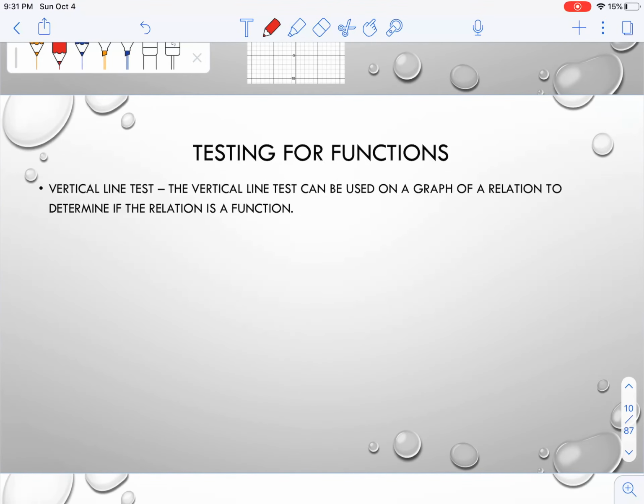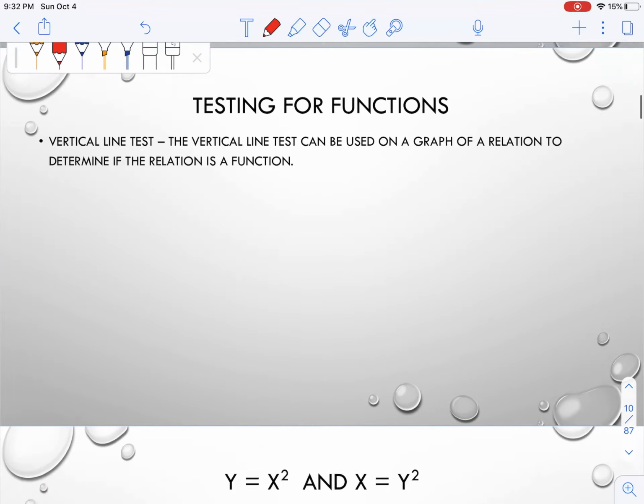So again, testing for functions, the visual way to do this is the vertical line test. The way to test algebraically is to solve the equation for y, and if you get a plus or a minus, you're going to fail the vertical line test. If you don't get a plus or a minus, you're going to have a function, because there are no x values that are going to have different y values.